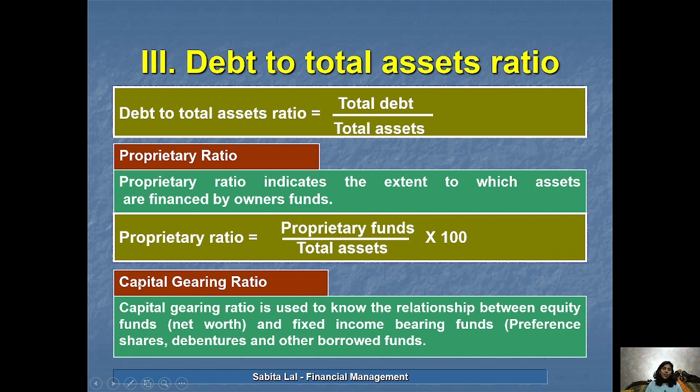The capital gearing ratio is very important for any company and basically for a financial company, because capital gearing ratio is used to know the relationship between equity funds, net worth, and fixed income bearing funds, that is your preference shares, debentures or other borrowed funds.